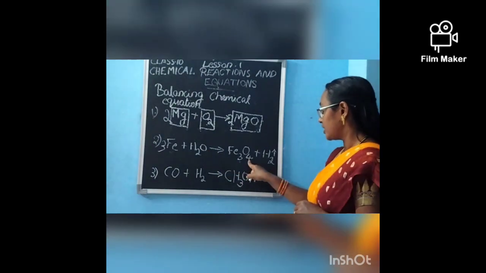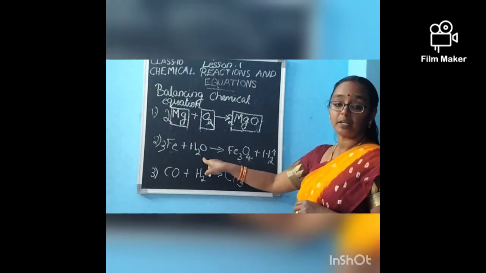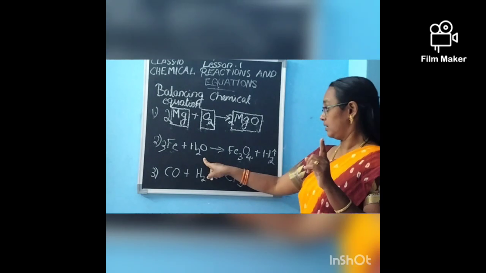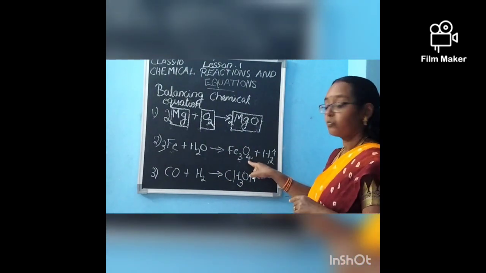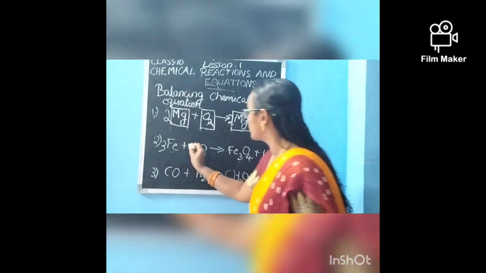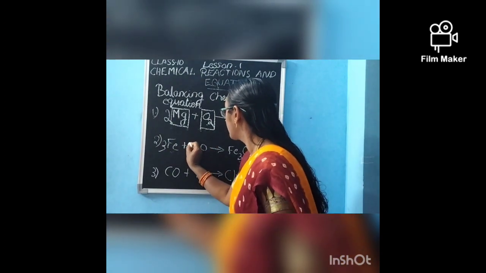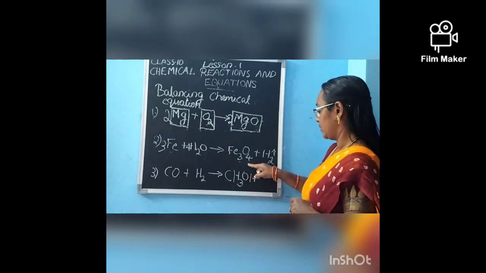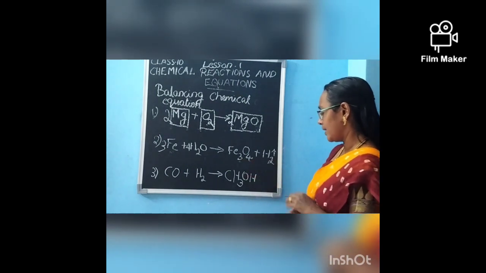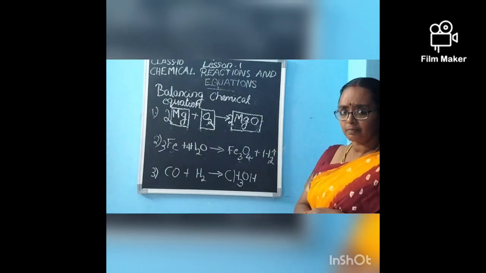Here oxygen 4. How many oxygen atoms are there here? Only 1, isn't it? Is there any other oxygen anywhere? No. So 4 oxygen atoms are there. So I am instantly putting 4 over here. Fe3O4 plus H2. Is the equation balanced?